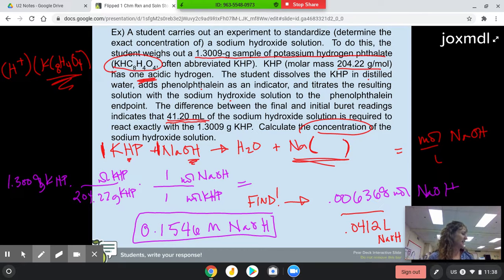Hey, look at you guys go. Yes. And technically you should be keeping 4 sig figs. But again, sig figs are not worth very many points. Questions?